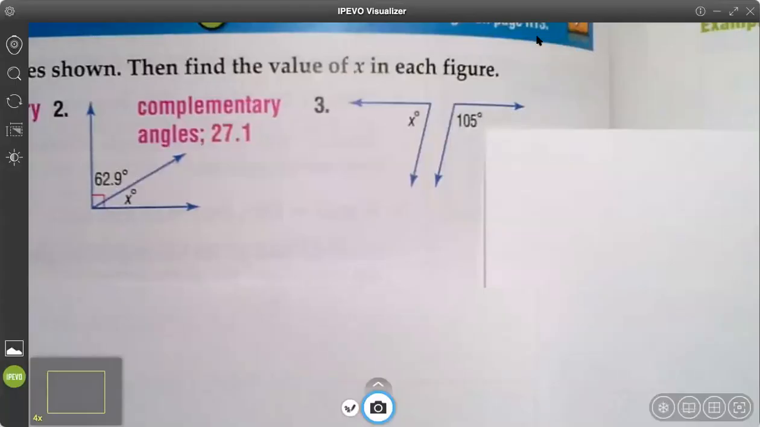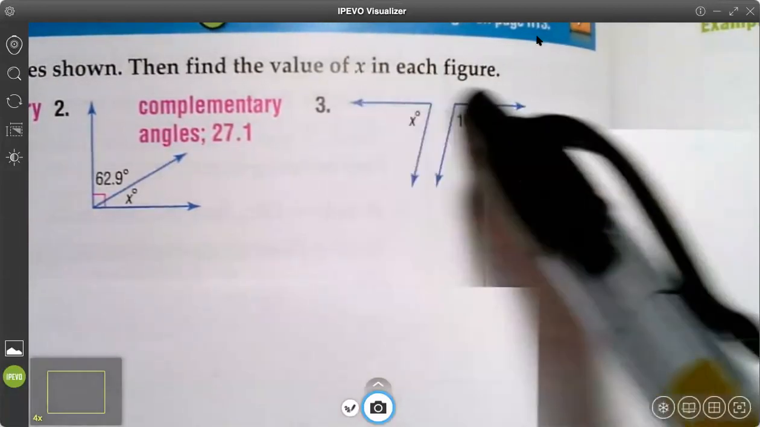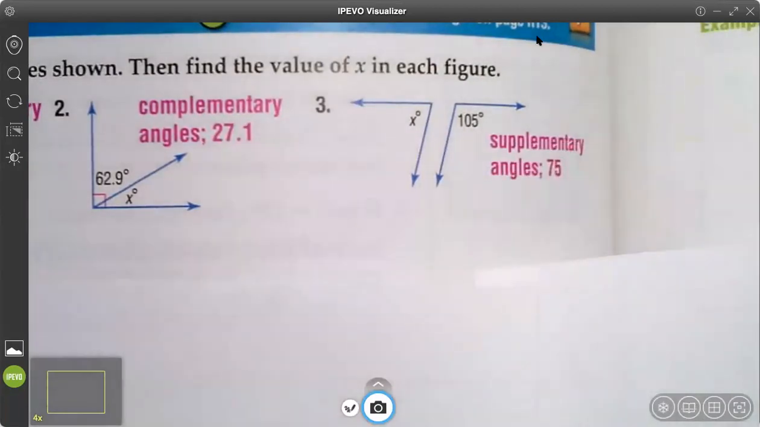Try number 3. Number 3, for some reason, are separated, but if I pushed them together, that would be a straight line. So these are supplementary angles. 180 minus 105 equals 75 degrees.